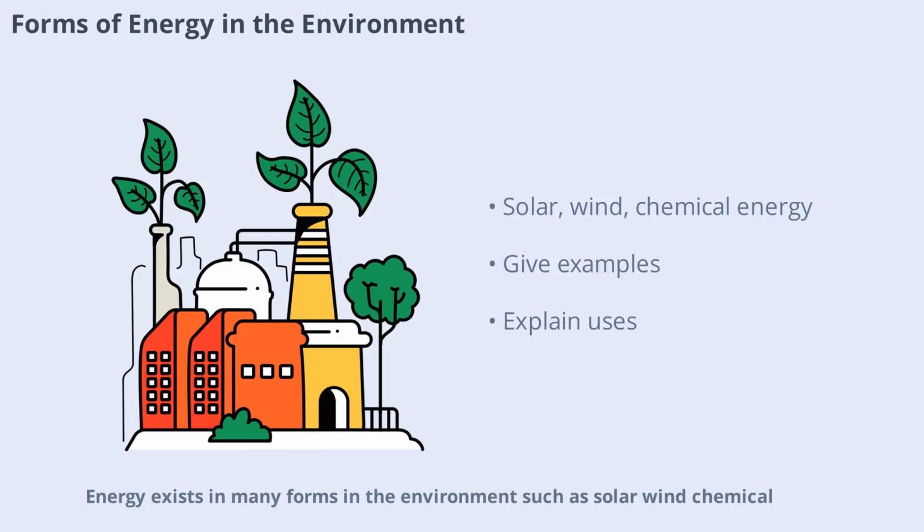Energy exists in many forms in the environment, such as solar, wind, chemical, thermal, and kinetic energy. For example, the sun provides solar energy, wind moves leaves, and food contains chemical energy. Understanding these forms and their sources helps you answer exam questions and appreciate the role of energy in daily life. Be ready to give examples and explain how each form of energy is used.